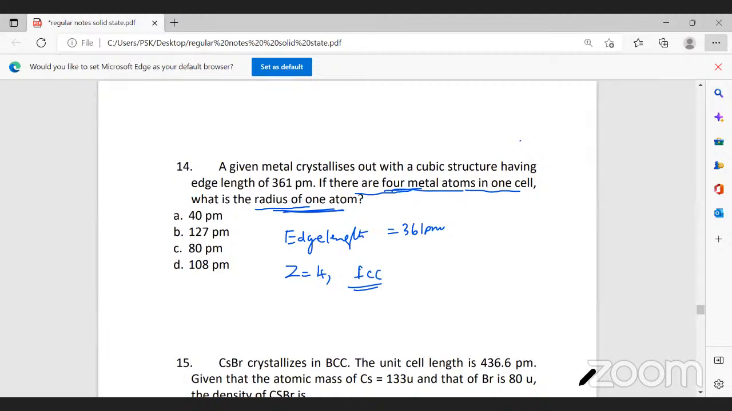Now, once you understand that this is FCC, how does the atomic radius relate to the edge length? We know that R is equal to root 2a by 4. So root 2a, the edge length they've given, 361, divided by 4. On simplification, you will get 127 picometers. Hence, the answer for this question is option B.